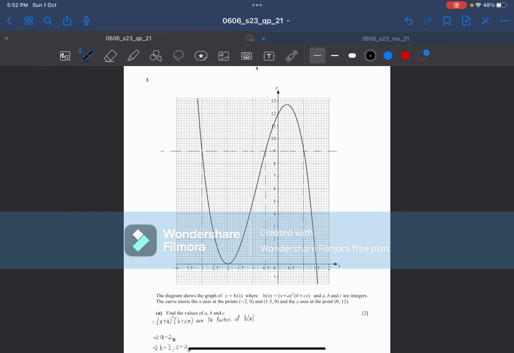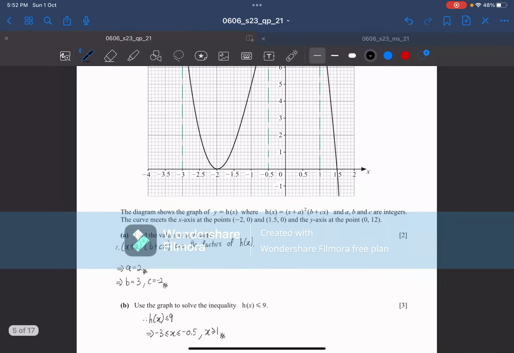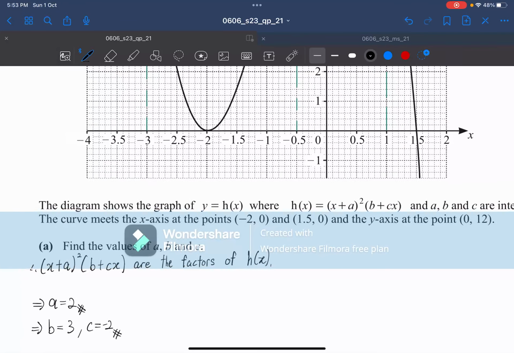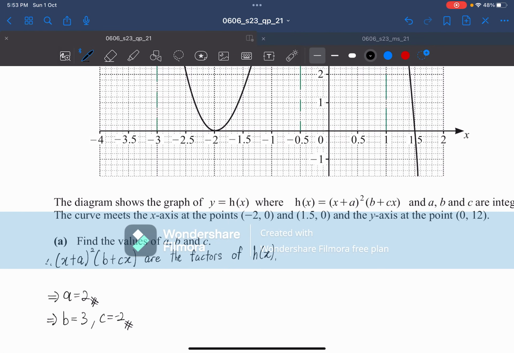Okay, question 3. The diagram shows the graph of y equals h(x), where h(x) is this equation, and a, b, c are integers. The curve meets the x-axis at these points, and the y-axis at (0, 12). So find the values of a, b, and c. This question is, I would say, probably the trickiest one in the whole paper, in my opinion.